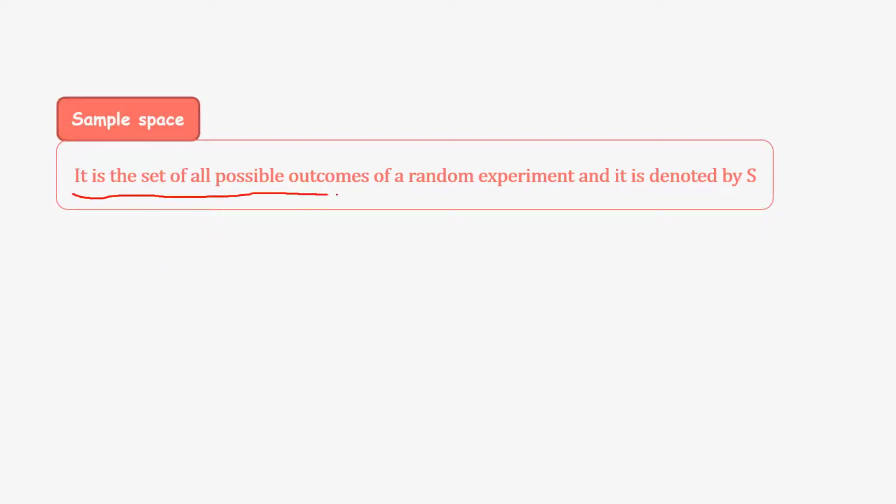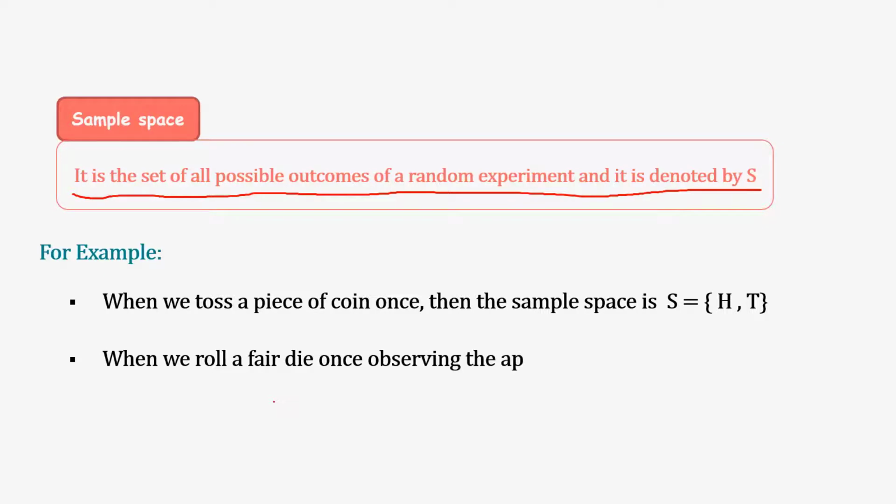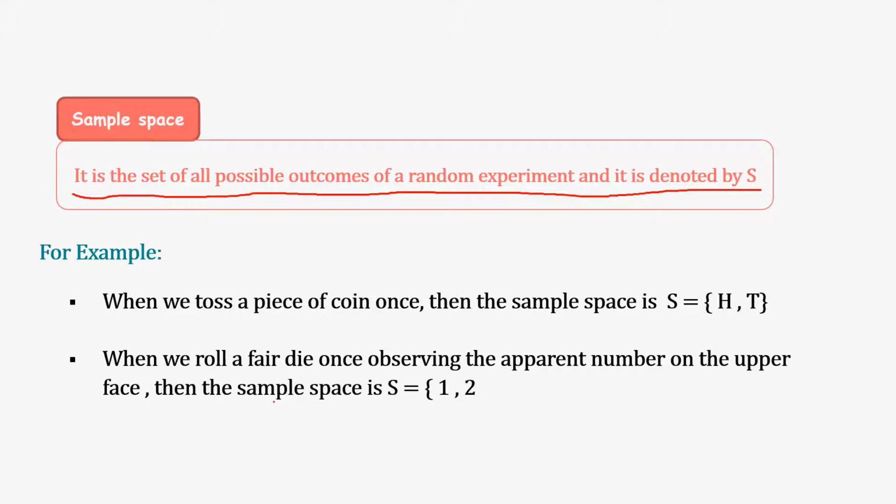all possible outcomes of a random experiment, and it is denoted by S. For example, when we toss a coin once, the sample space is S equals {H, T}. H stands for heads and T stands for tails. When we roll a fair die once, observing the number on the upper face, then the sample space is S equals {1, 2, 3, 4, 5, 6}.